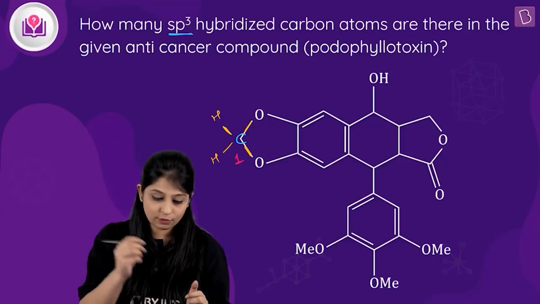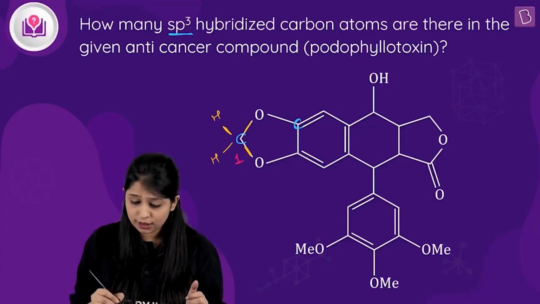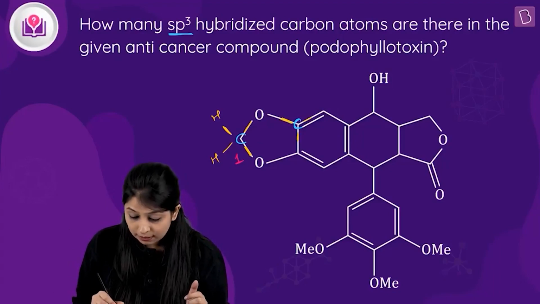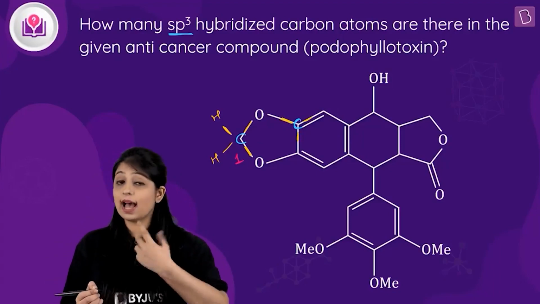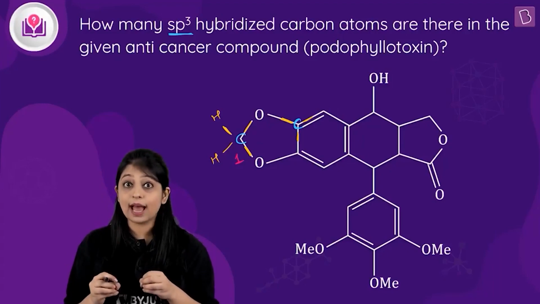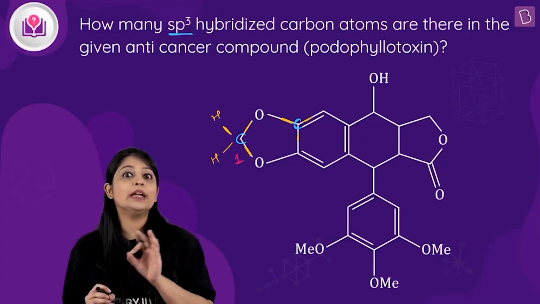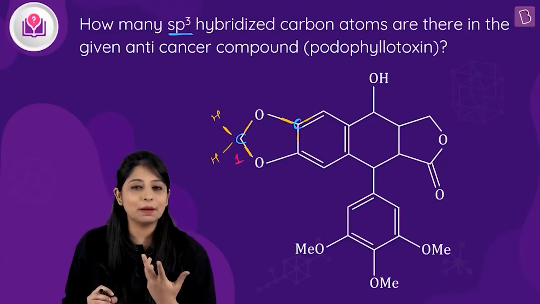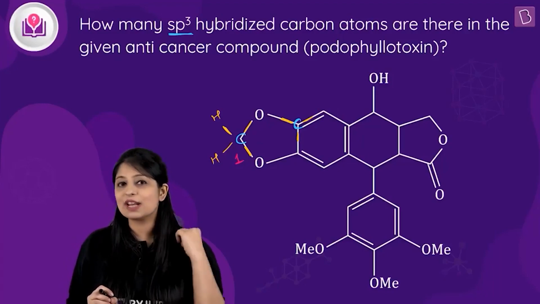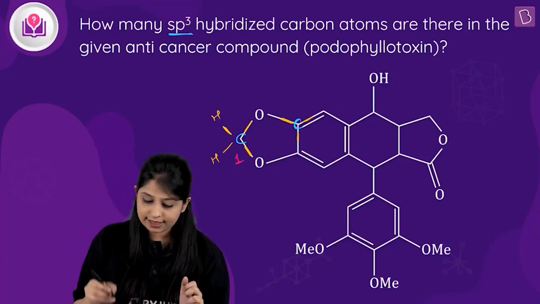Okay, let's move on to the next carbon atom. So here we have 1 sigma bond here, 1 sigma bond here, 1 sigma bond here. So this double bond has 1 sigma bond and 1 pi bond, right? So in total, this carbon has 3 sigma bonds. That means its steric number is 3 and its hybridization is sp2. So this is not our carbon. Okay, let's move on to the next.